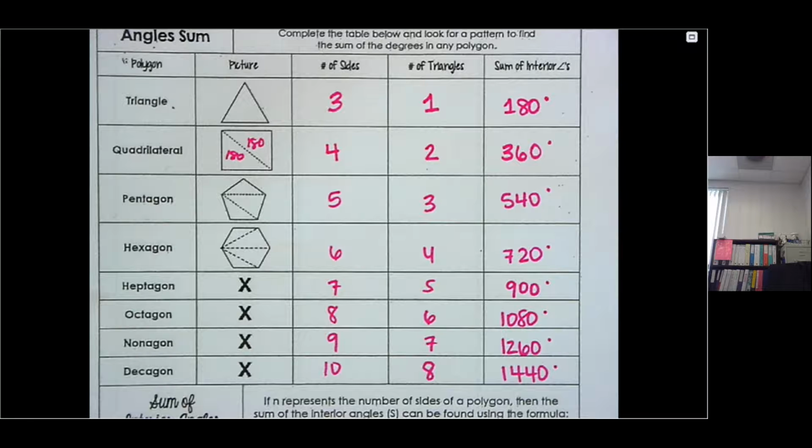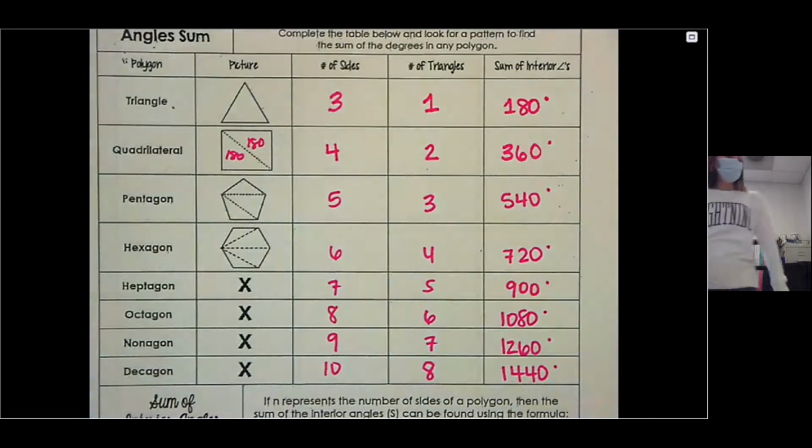Right, so if it's a 29-sided figure, how many triangles would it have? It would have 27 triangles. So I would take the 27 and multiply it times 180. You've just come up with the formula. That is the formula we're going to use. Let's write it down.